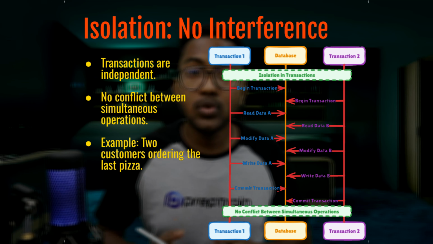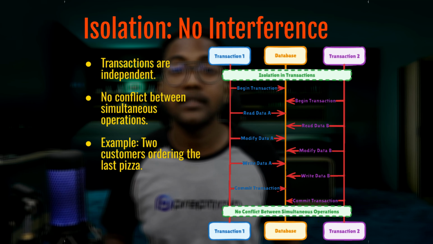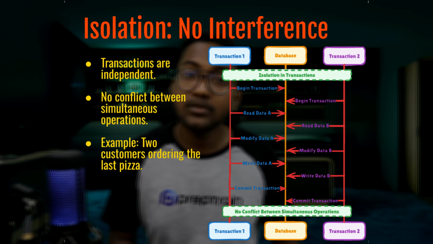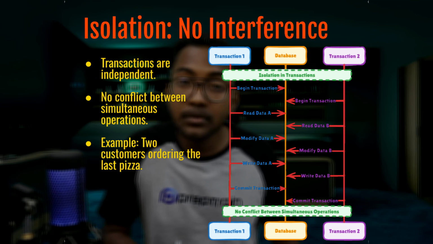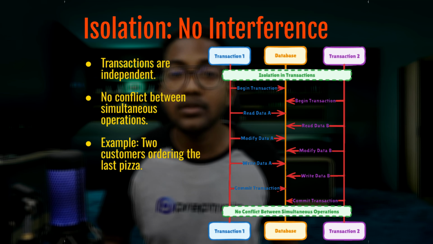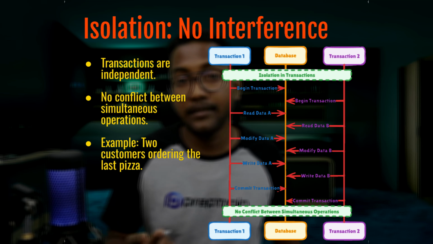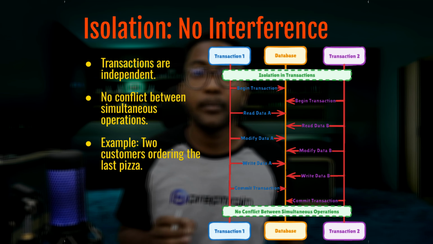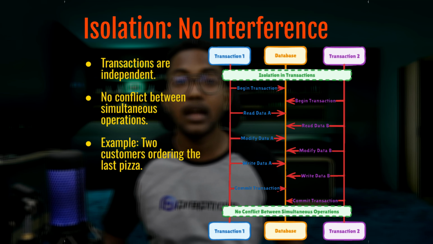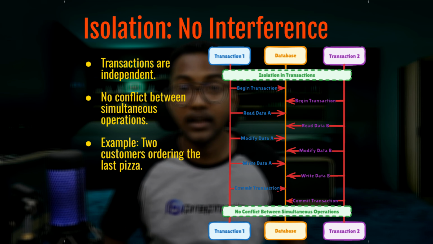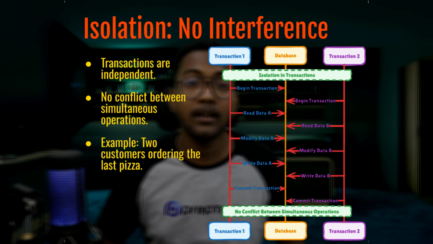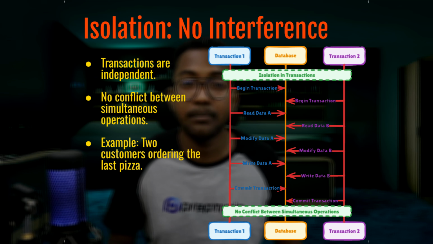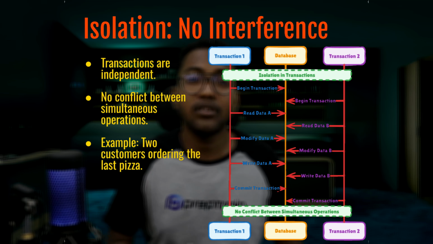Imagine this. You and someone else are both trying to buy the last remaining ticket to a concert at the same time. Without isolation, it's possible that both of you could end up with a confirmation, even though there is only one ticket left. That would lead to chaos. Isolation ensures that transactions are processed one at a time, even if they are happening simultaneously. In technical terms, isolation ensures that while a transaction is being processed, it is treated as if it's the only transaction happening. This prevents one transaction from affecting another.